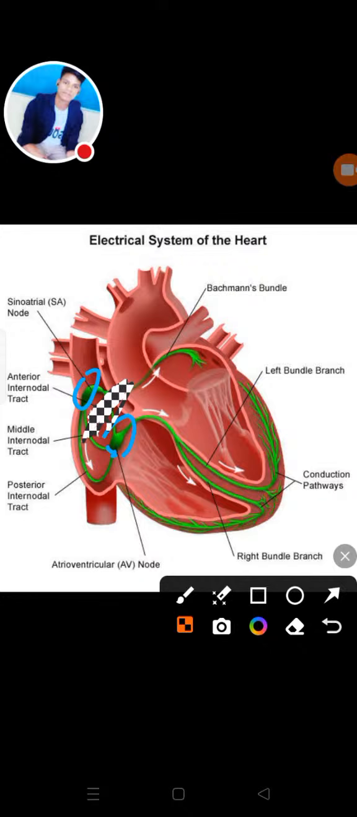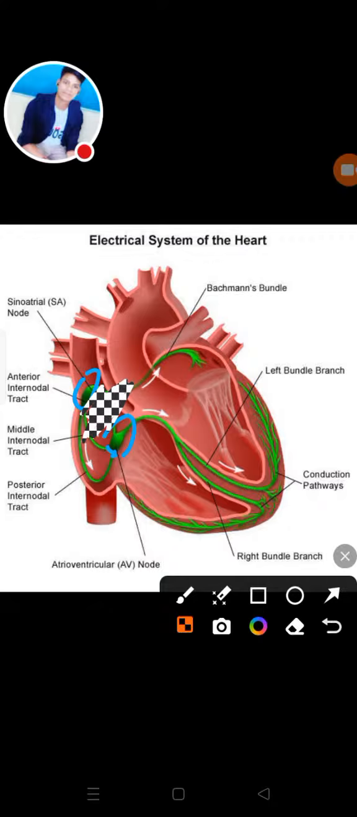what will happen? Improper blood supply between the SA node and AV node will happen. Due to that, the muscles will be destroyed. So in that muscle there is no blood circulation. So what will happen?